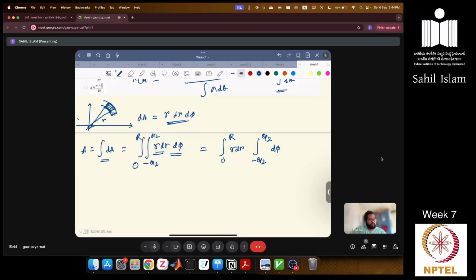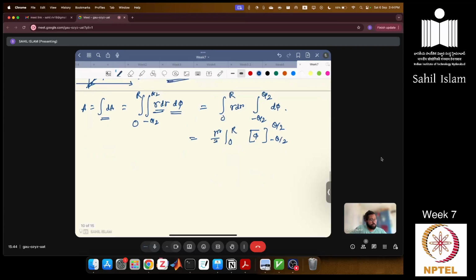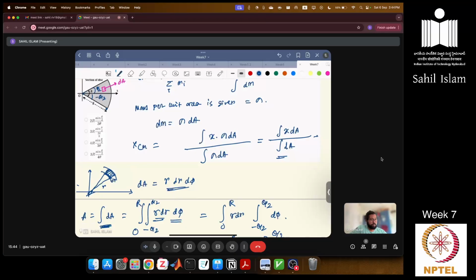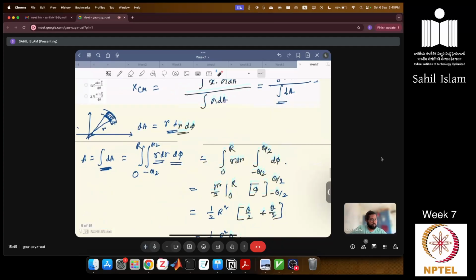So what we get is r square by 2, from 0 to R, times phi from minus theta by 2 to theta by 2. So we get half r square times theta by 2 plus theta by 2, so half r square theta. So we get the denominator. Now let's calculate the numerator part.